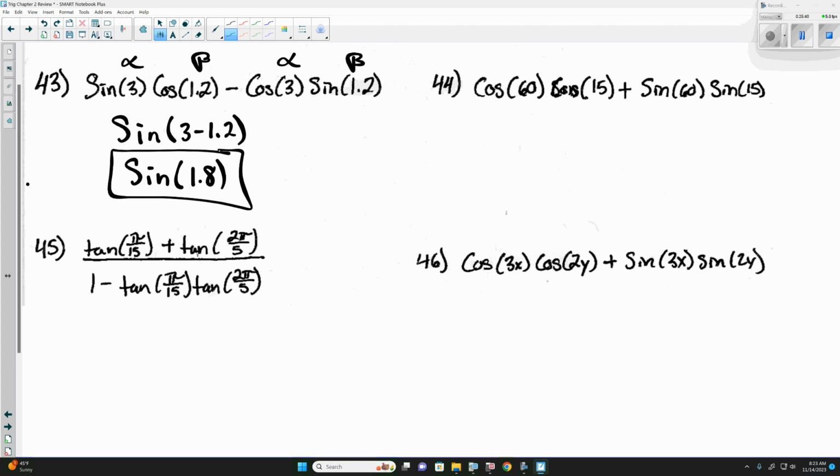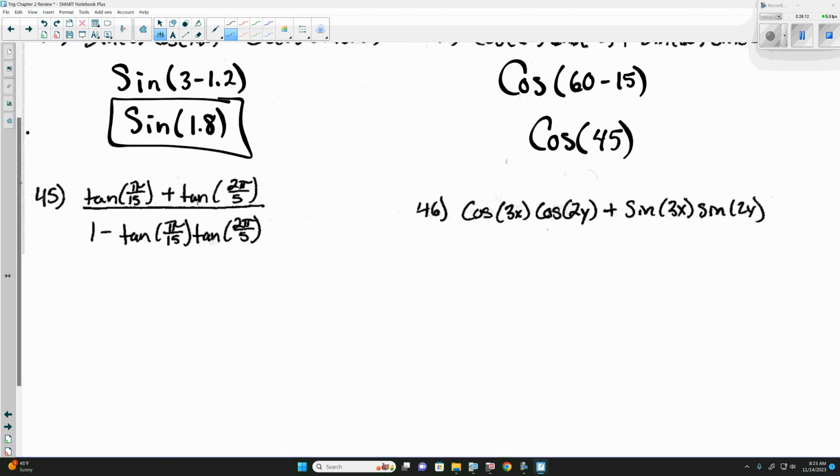And that's it. Cosine of 60, cosine of 15, sine of 60, sine of 15 added together. This is our cosine difference formula. Alpha is 60, beta is 15, and we get this here. So I would just match it up with what the formula is and fill in the information.